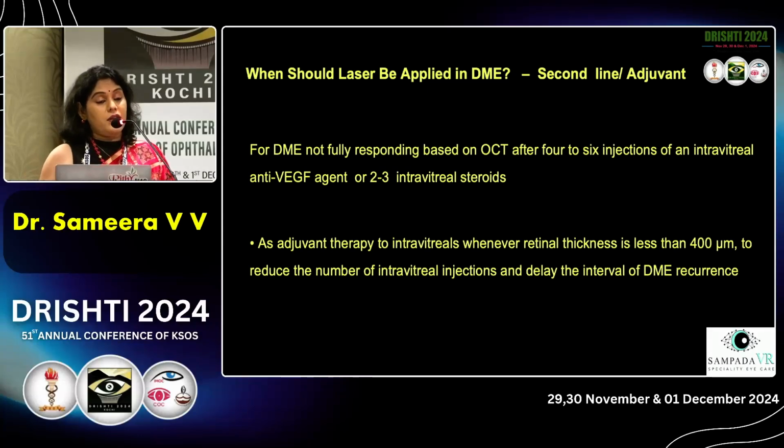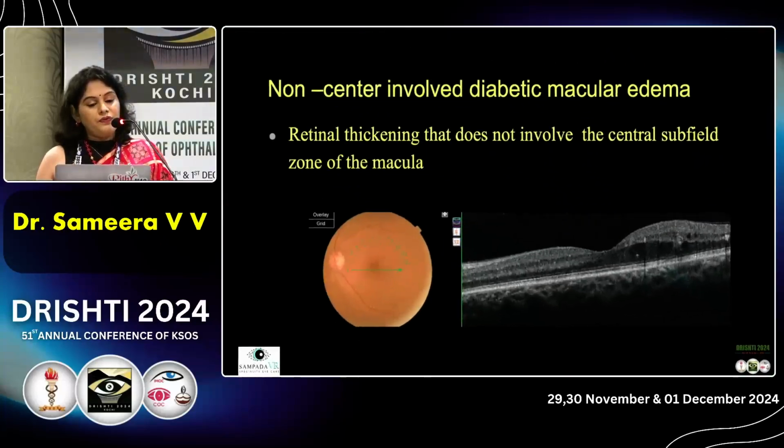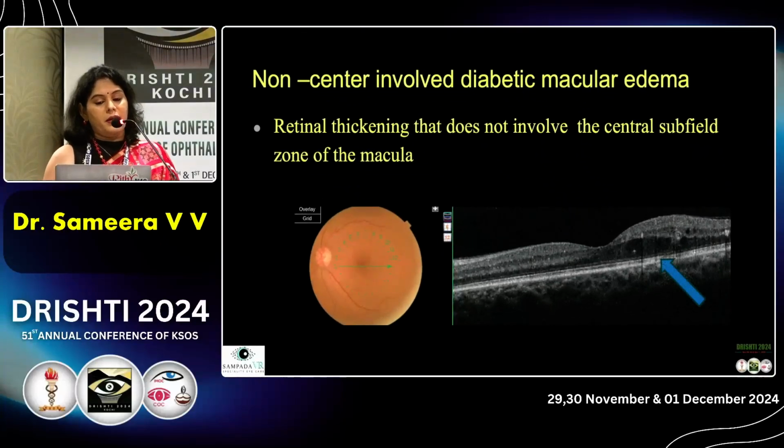And the second most common scenario is laser as an adjuvant therapy to intravitreals whenever retinal thickness is less than 400 microns. After injecting, and continuing to inject, once the edema has come down to 400, don't wait for the edema to increase again and go for a second or third injection. The number of intravitreal injections can be reduced, and the interval to DME recurrence can be delayed, with an adjuvant laser. Now, this is the non-center involved diabetic macular edema.